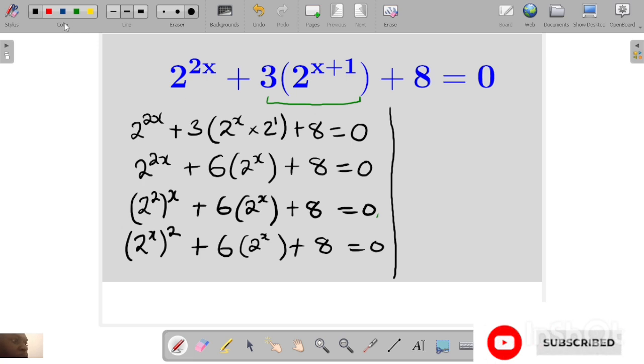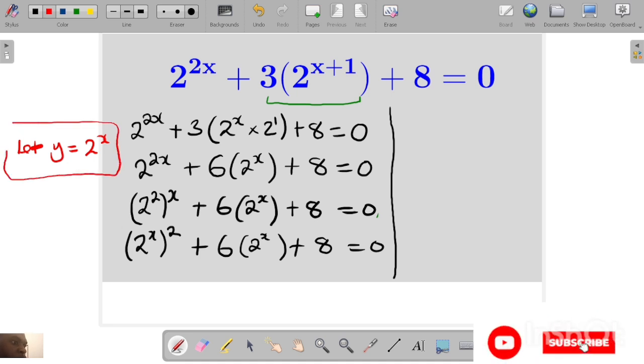All right, at this stage, we can now let y be equal to 2 to the x. Okay, so this statement is very, very important, so you need to keep it well.